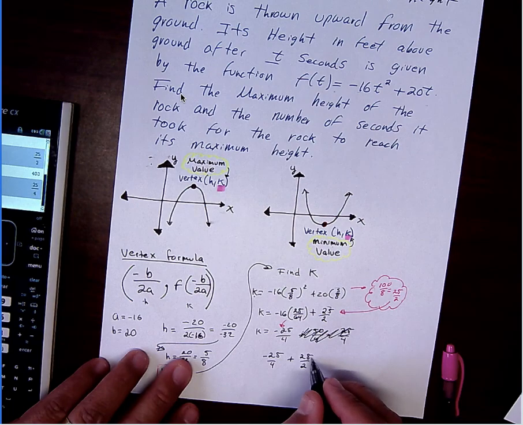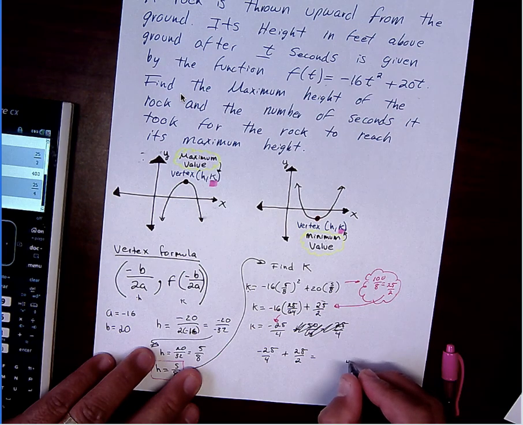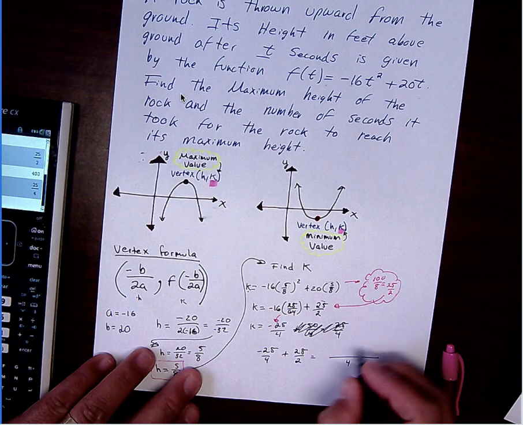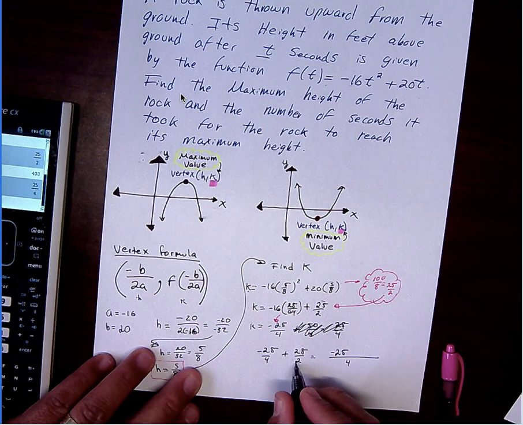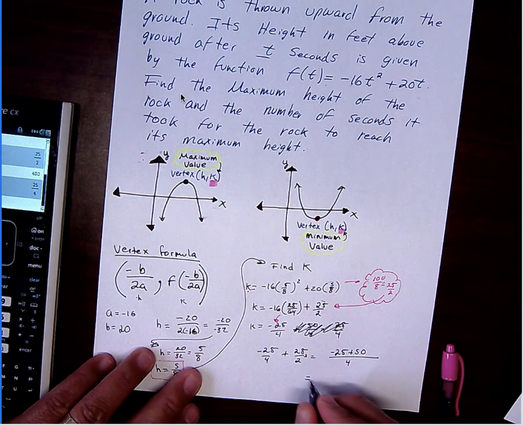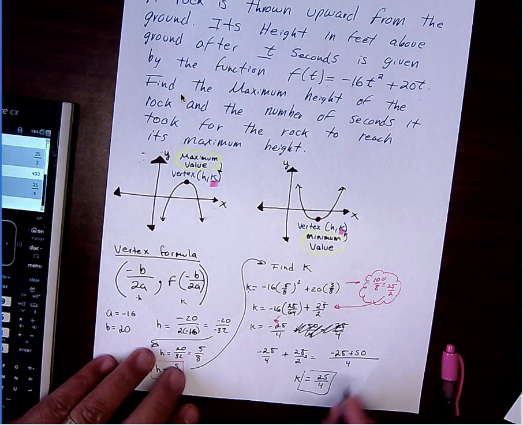This is where I found a common denominator, which is a 4, and then I adjusted. This one doesn't need any adjustment because 4 and 4 are equal, so the numerator stays the same. This one you have to multiply by 2, so that gave me 50. Negative 25 plus 50 gives you positive 25 over 4. That's how I got it. So that would be the K, and we found our answer.